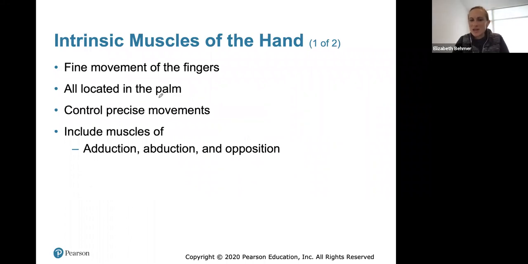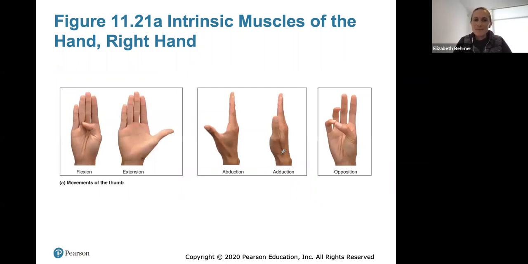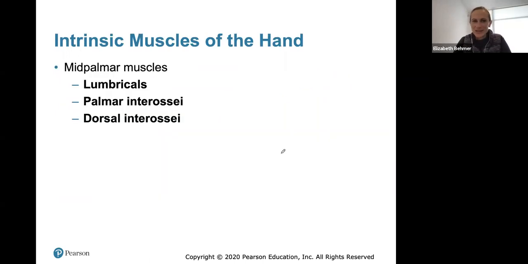Intrinsic muscles of the hand are fine movements of the fingers. They're all located in the palm. They include muscles of adduction, abduction, and opposition. I don't include a lot of questions on all the muscles in the palm of the hand. You can see here some of them will help with flex or extend, or abduct or adduct. And then opposition is moving your fingers with your thumb. So these are a lot of different teeny tiny muscles in the hand. I don't ask you guys a whole lot of details on these.